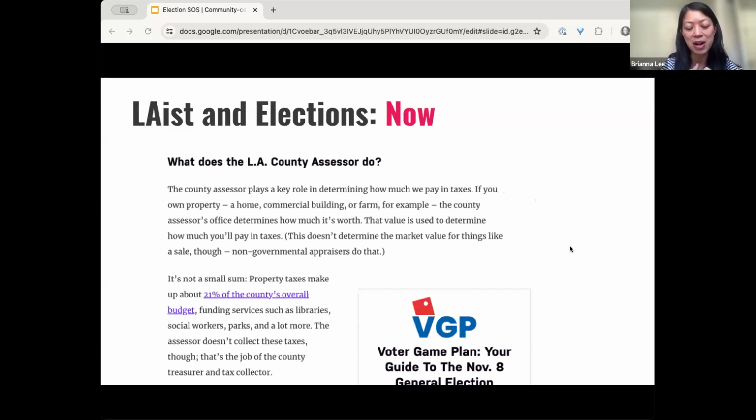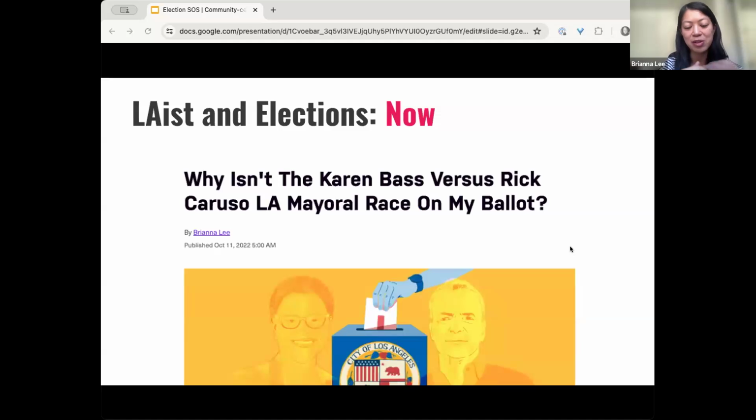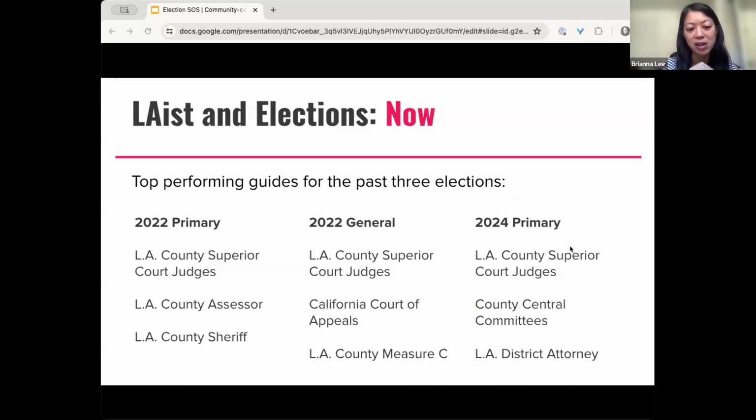And then we also feature commonly asked questions. This is one of our top questions that we got in the 2022 race. There was a mayoral race on the LA ballot, and a lot of people wrote, why is the mayoral race not actually on my ballot? It turns out a lot of people did not live in the city of LA and therefore wouldn't have had it on their ballot, but they thought they lived in the city of LA. So we took that question pretty seriously because it was pretty common. Geography in LA is pretty complicated, actually. And so we featured a story about it, and we explained the simple answer of why you wouldn't be seeing that race on your ballot.